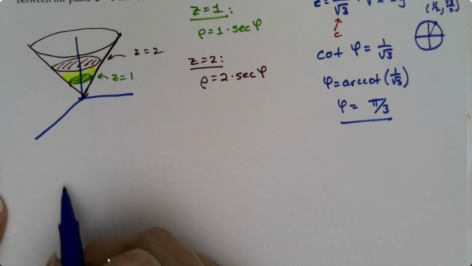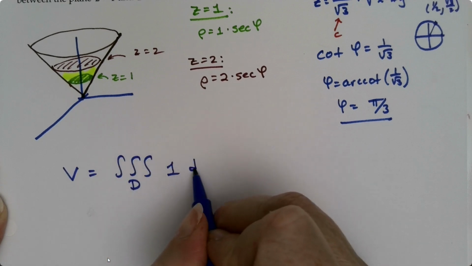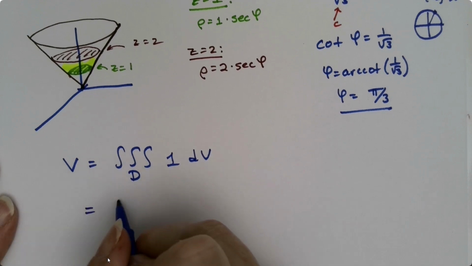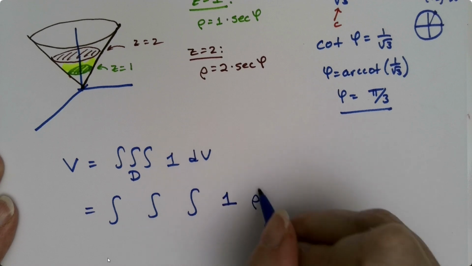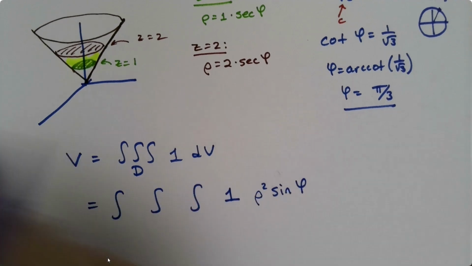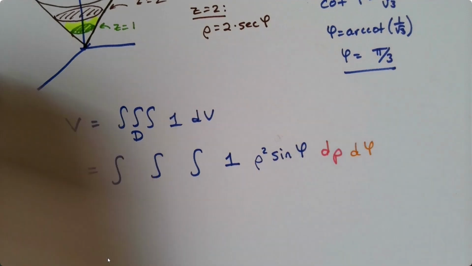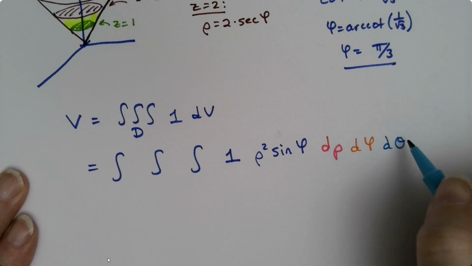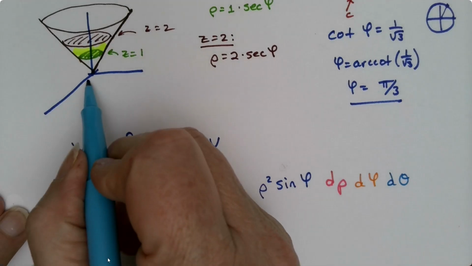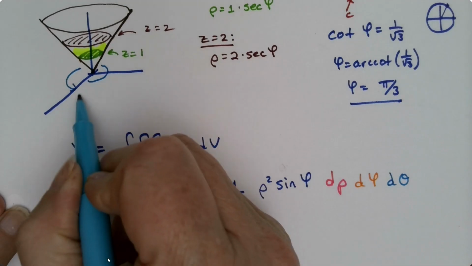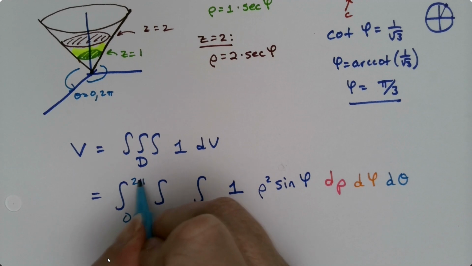So the volume, remember, is the triple integral over the solid of 1 dV. So let's set up that triple integral of 1, and then we know it's going to be rho squared sine of phi d rho d phi d theta. Okay, so theta, as per usual, is really easy to figure out because we're doing the whole thing. We're going all the way around. So theta is 0 to 2 pi. No problems.